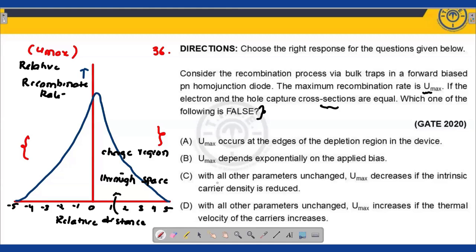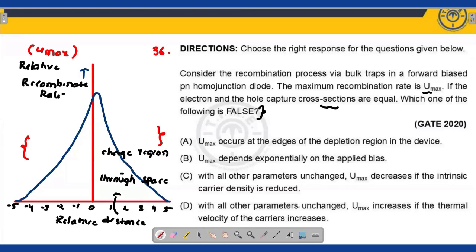Umax, very, very important, depends exponentially on the applied bias. Next one: with all the parameters unchanged, Umax decreases if the intrinsic carrier density is reduced. With all the parameters unchanged, Umax increases if the thermal velocity of the carriers increases, my dear students. Okay, whatever it may be.